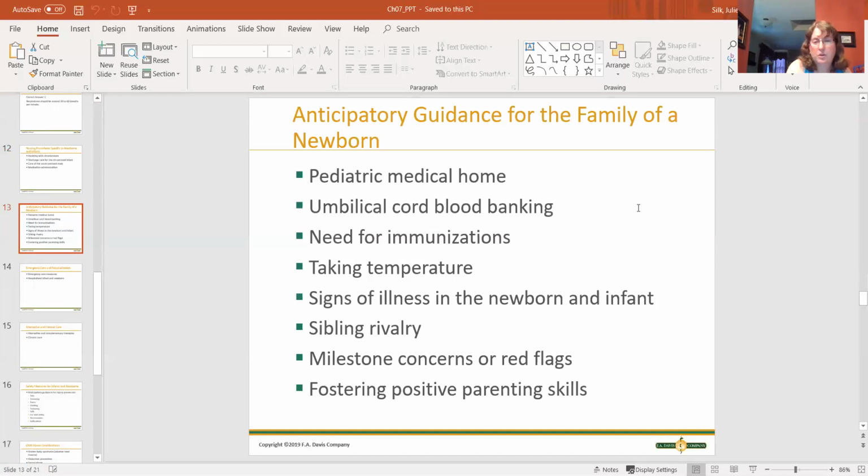Okay, so anticipatory guidance for the family of a newborn. So they talk about this pediatric medical home. It's a developed pediatric medical home model to deliver primary care to the child and family in a coordinated and comprehensive approach. Medical homes coordinate care across the healthcare spectrum. So it's just like with adults, basically.